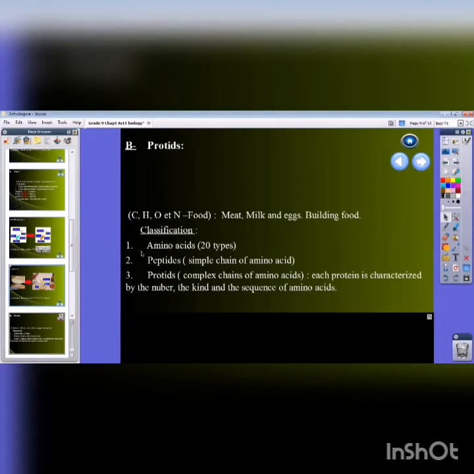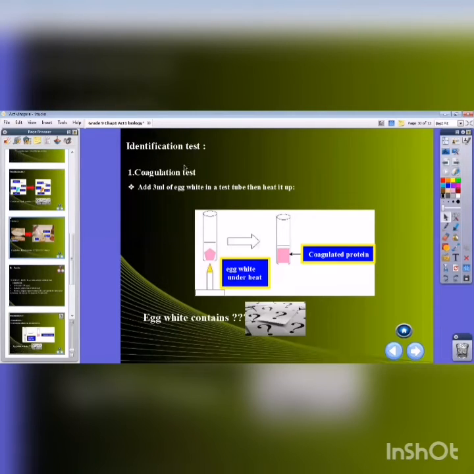Amino acids, which are 20 types. Peptides, which is a simple chain of amino acids. Proteins, complex chain of amino acids. Each protein is identified or characterized by the number, the kind, and the sequence of amino acids. Like this, we can identify a protein.